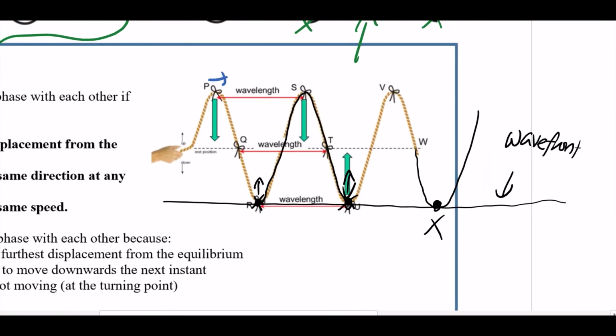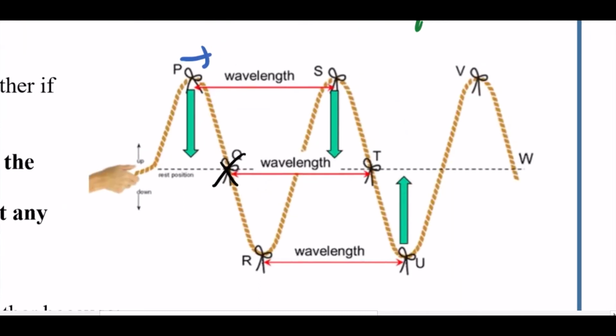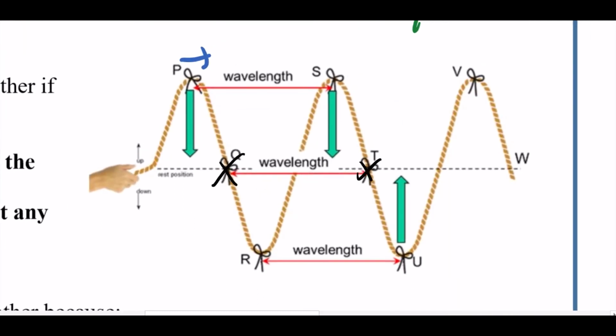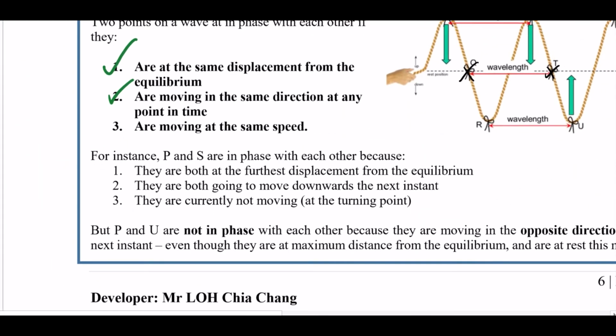I just have to find 2 points that are one wavelength away from each other. So for instance, point Q, one wavelength away, point T. Immediately, Q and T will be in phase, right? Likewise, they both will be in phase with point W. They are all in phase because they are one wavelength away from each other.